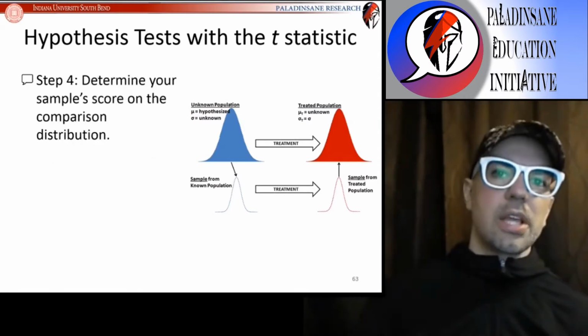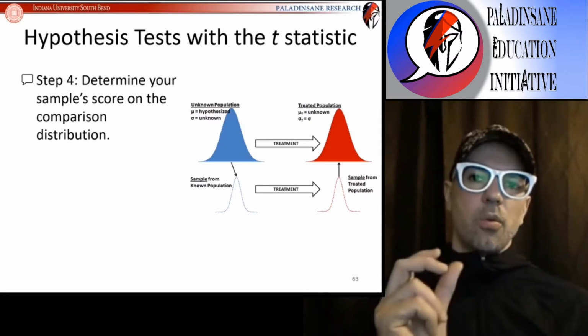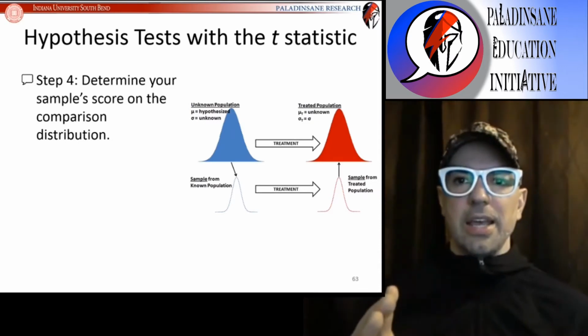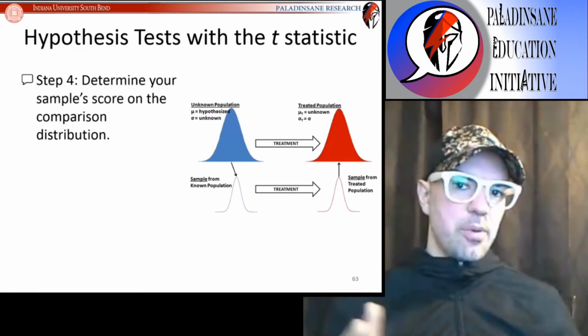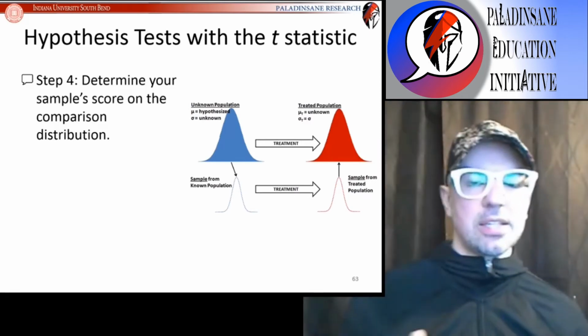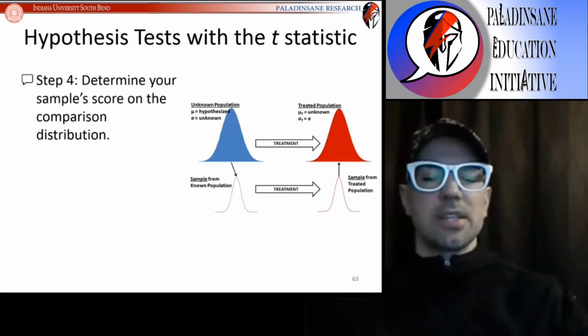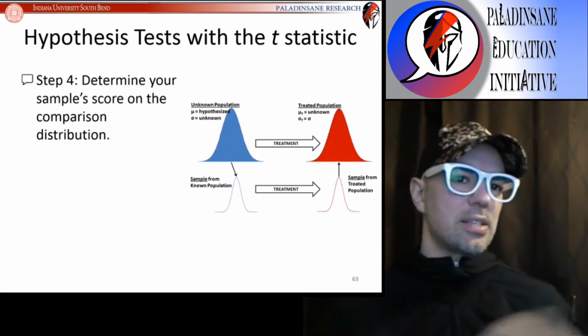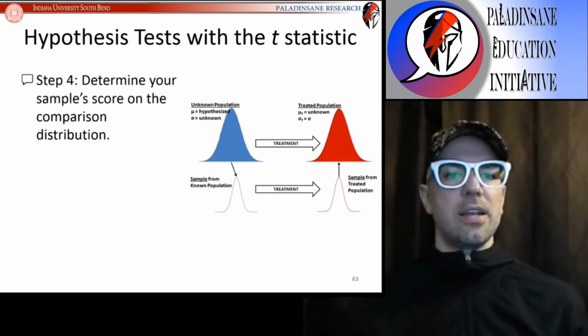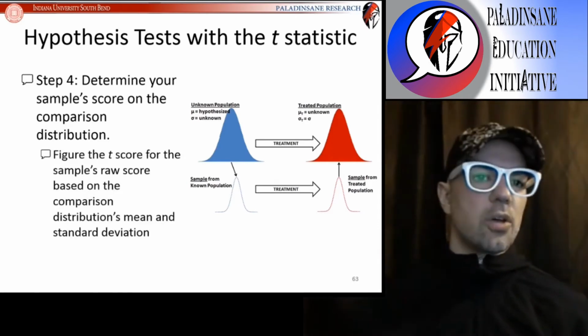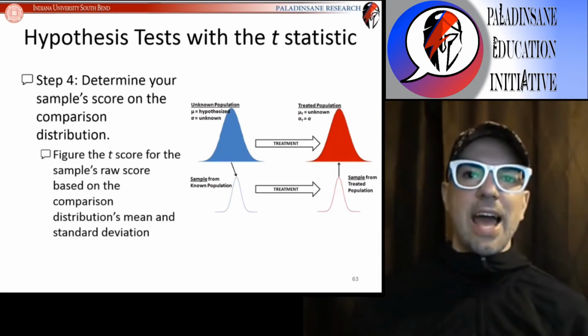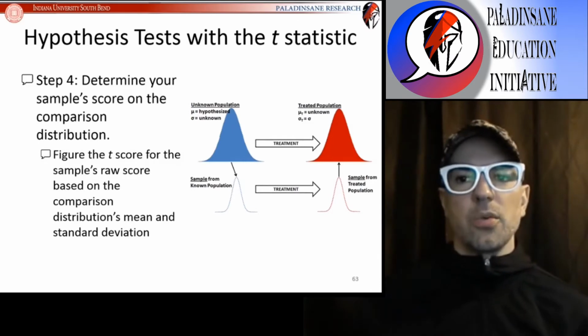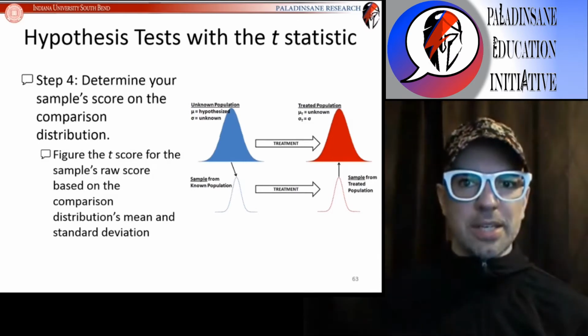So we need to do step 4. We need to find out where our sample mean is if we translate that sample mean into a t-statistic. We translate it into a t-statistic, the same way we used to change these things into z-statistics. Thankfully, this looks almost exactly like what we did with the z-statistic.